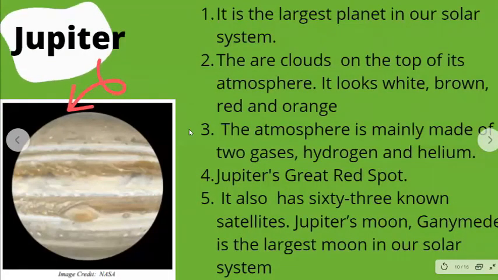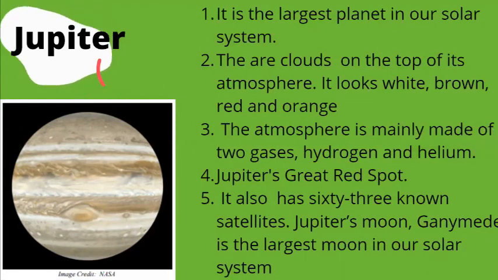Jupiter is the fifth planet from the Sun. It is the largest planet in our solar system. All that astronomers can see when they look at Jupiter through a telescope are the tops of the clouds in its atmosphere. These clouds are made of frozen gases such as ammonia and water. These colorful clouds cover the entire planet, making it look white, brown, red, and orange.